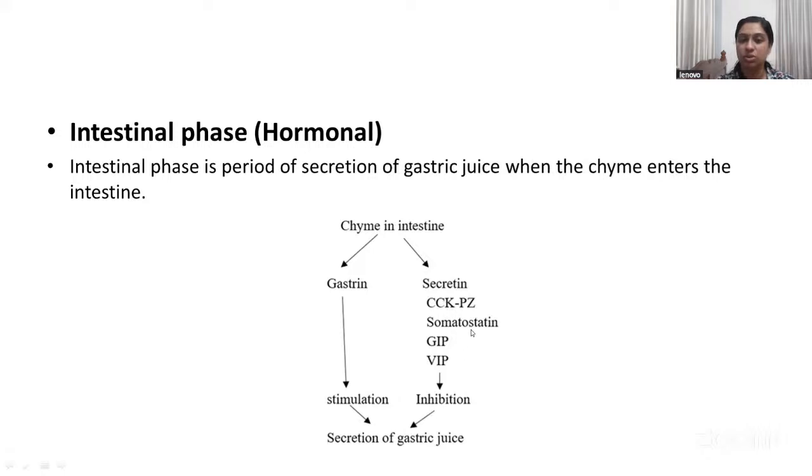Okay, so that is due to the inhibitory control by secretin, cholecystokinin, somatostatin, GIP, VIP, etc. It will lead to the inhibition and cessation of the secretion of gastric juice. Okay, because the food has already reached the intestine, and hence gastric secretions are not necessary.